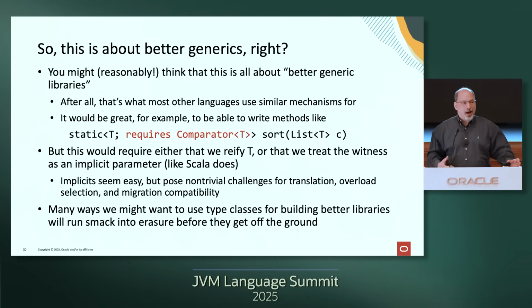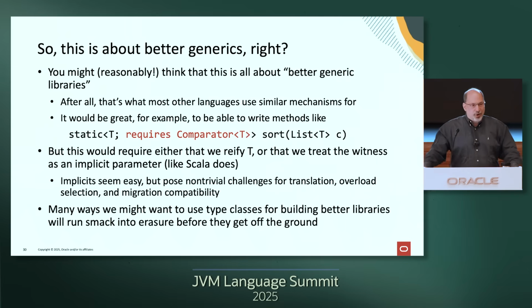Or we need to somehow arrange for the witness to be passed in as some kind of parameter, which is what Scala does with implicits. Implicits seem kind of easy, until you think about the lifetime of code, over time, of how's this code going to evolve, and how does it interact with overload selection and binary compatibility and all of that. So a lot of the ways in which we might want to use type classes for building better libraries are going to run into the wall of erasure before they really get off the ground.